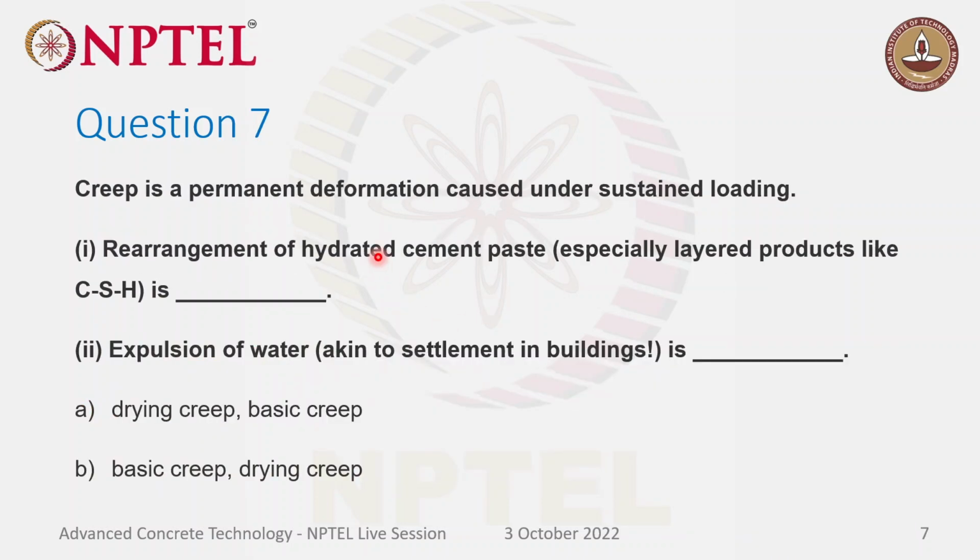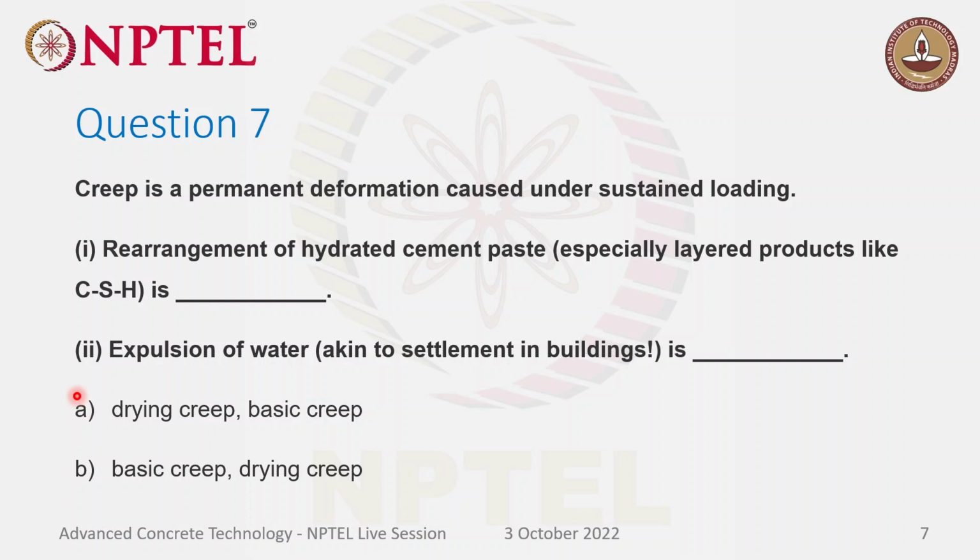Going to question 7. Let me read out the question. Creep is a permanent deformation caused under sustained loading. And here there are two subparts. So rearrangement of hydrate cement paste, particularly the layered products like CSH, is called what? Is it drying creep or basic creep? Moving to part 2, expulsion of water is basic creep or drying creep. You have to find the correct option.